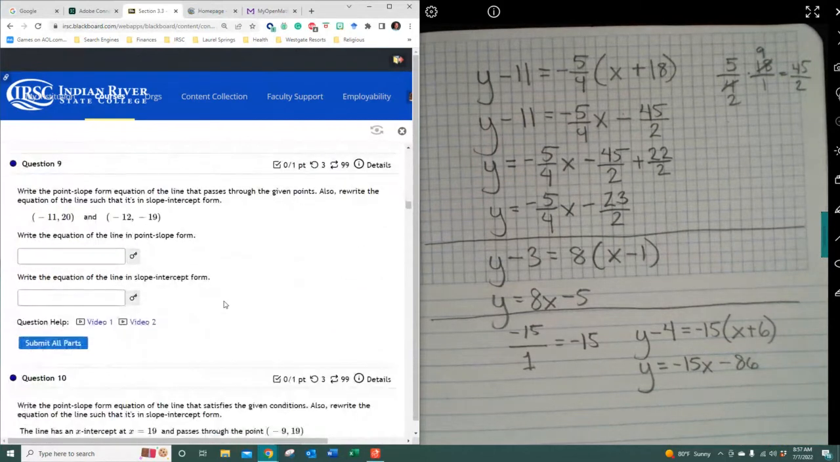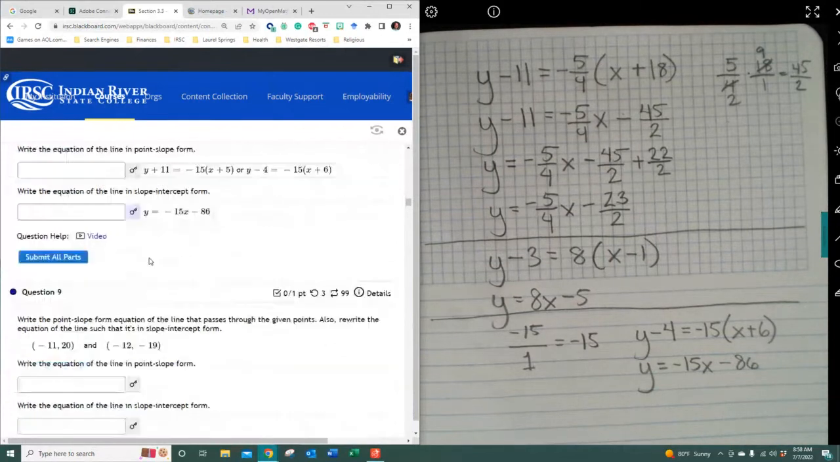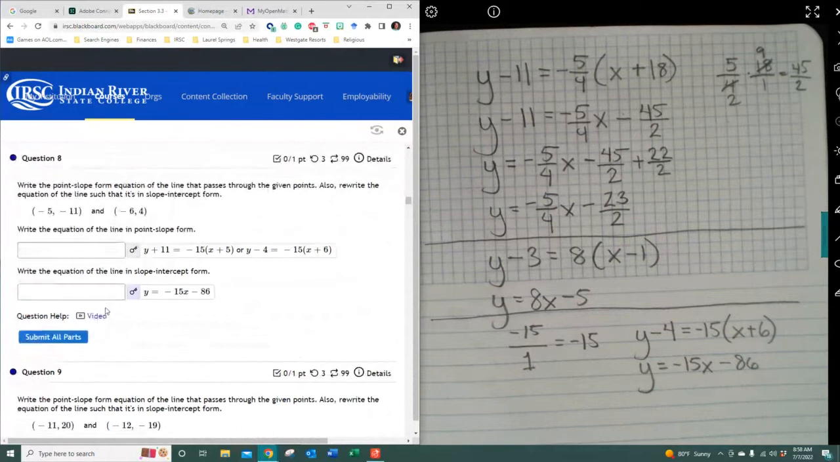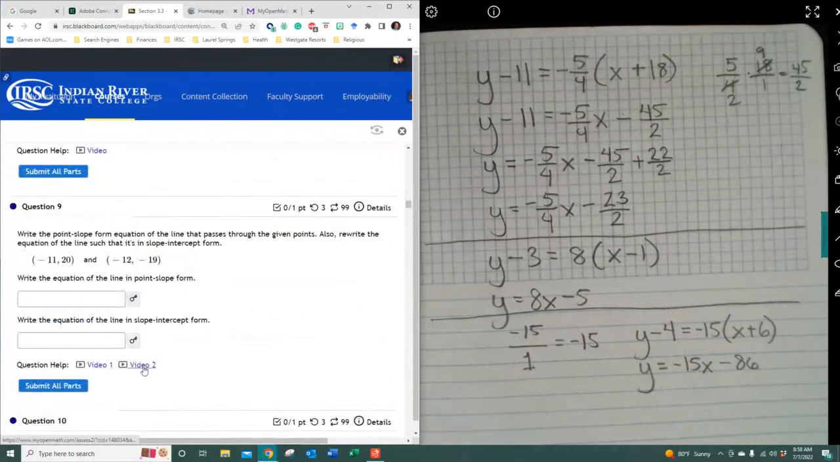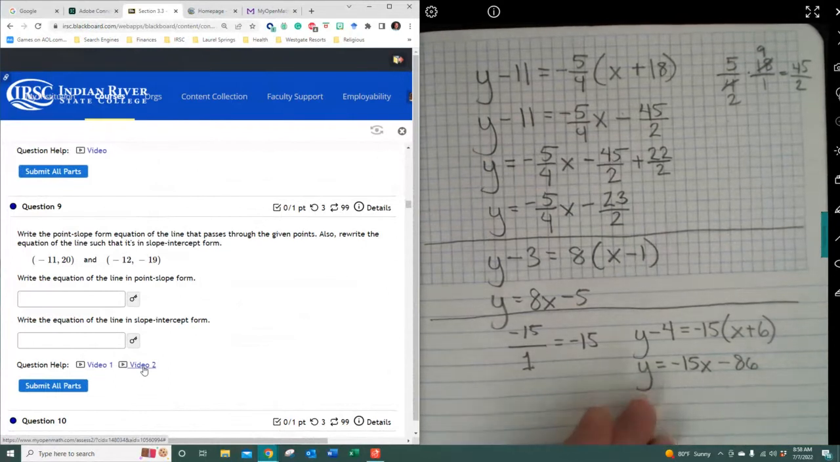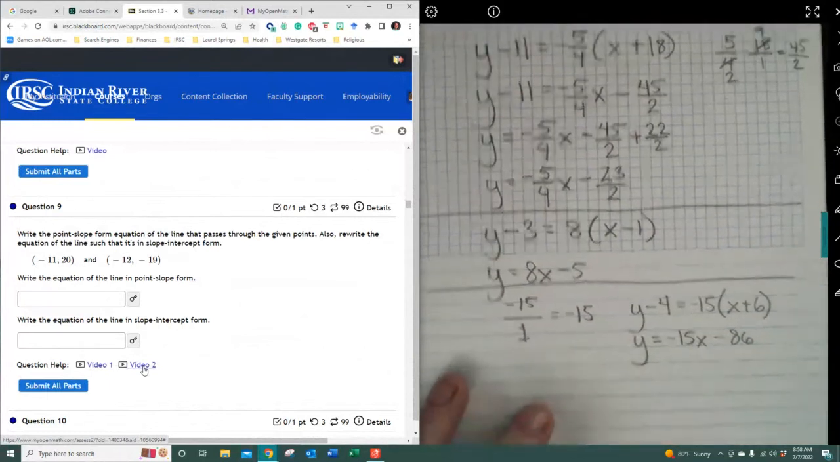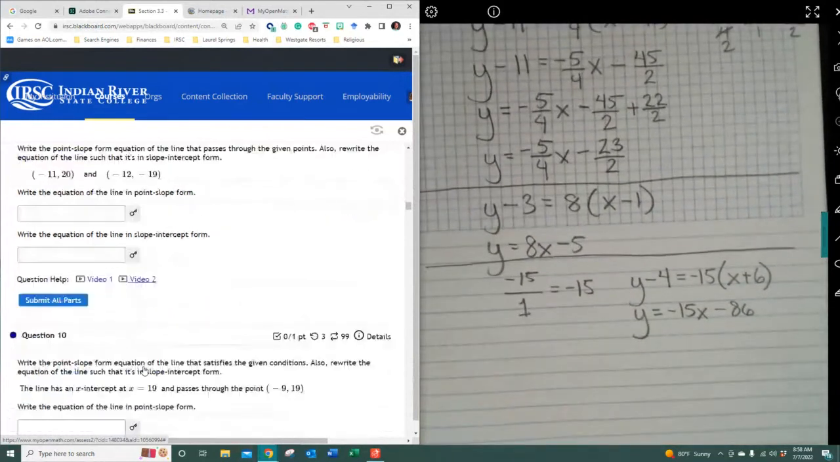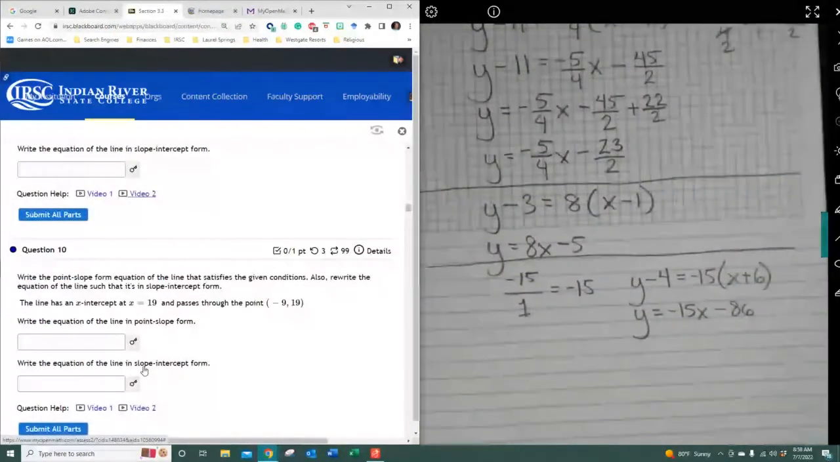Okay, so I'll leave you with being able to complete this. Now, notice how there's video here, and there's a couple videos here. If you need more support, then by all means, go ahead and use those videos. I've already shown you how to do it. All right, you've got to be able to operate on some simple procedures.